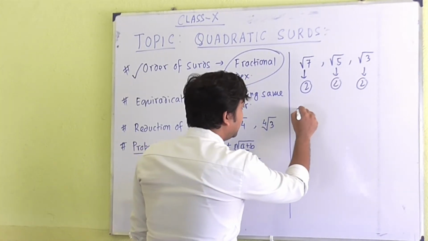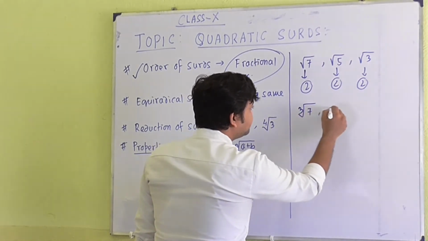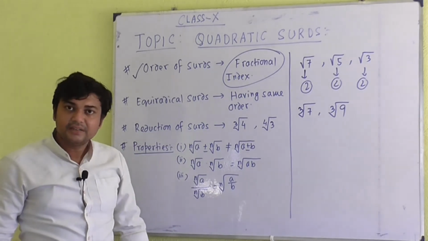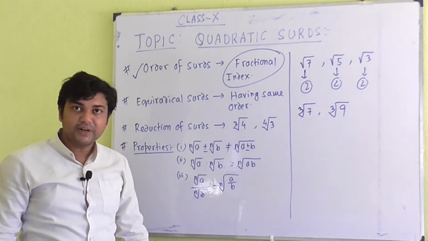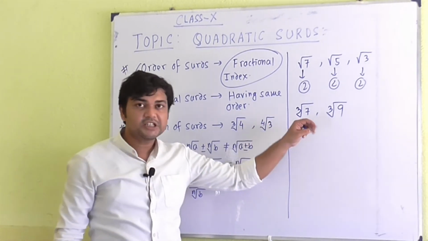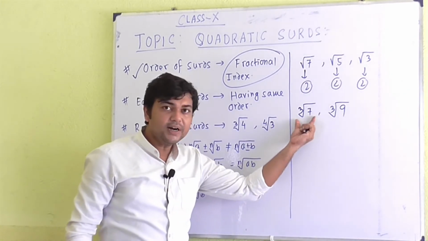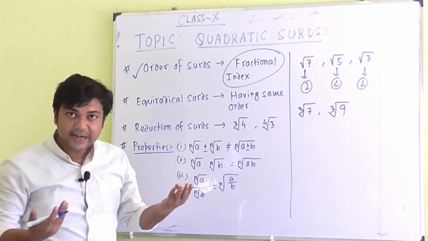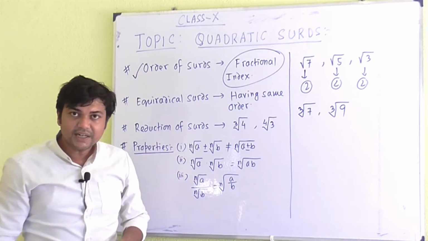Let us take another example. Suppose cube root of 7, cube root of 9. Are they equiradical surds? The answer is yes, they are equiradical surds, because if we observe the order of this surd, what is the order? The order is 3. Here, the order is also 3. So, they are naturally equiradical surds.